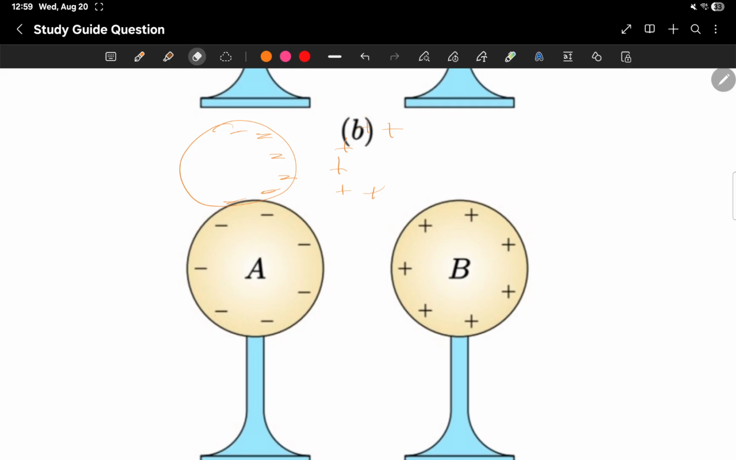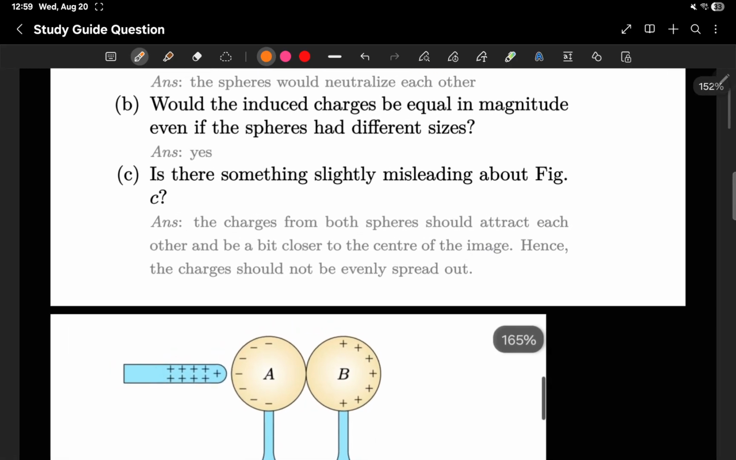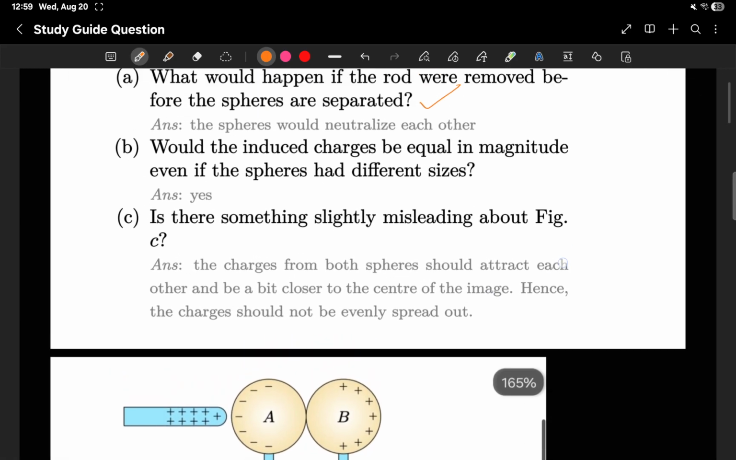The distance would be a bit closer between the two spheres, and the charges would not be equally distributed in each sphere. They would be sort of concentrated in a certain region because opposite charges attract each other. So yeah, the charges from both spheres should attract each other and be a bit closer to the center of the image, hence the charges should not be evenly spaced out. Yeah, so that's what I was saying, so that's good, that's correct.